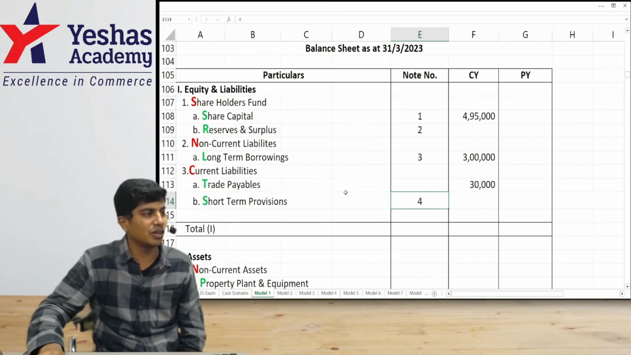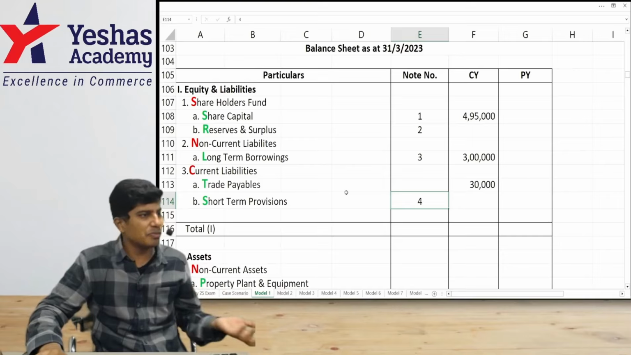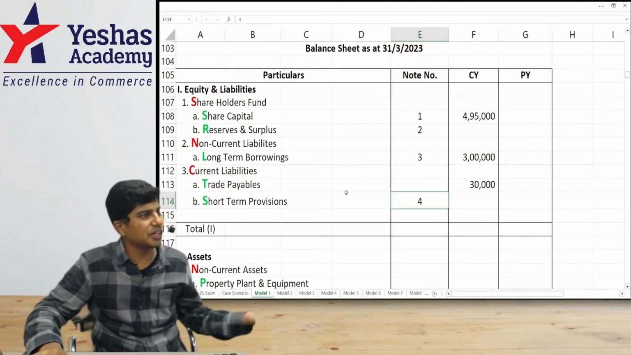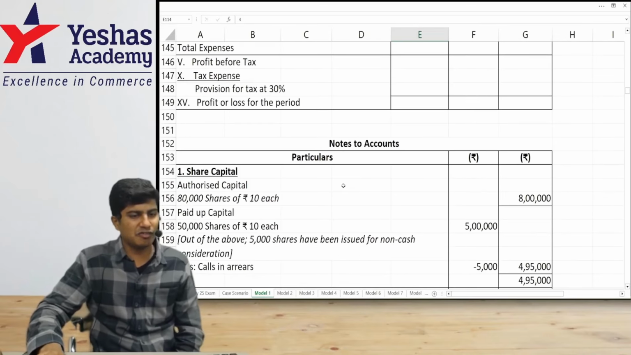This also I can't find right now. Why? To find provision for tax, I should know profit. To find profit, I should close PL. To close PL, I need to close notes to accounts of PL, which I have not yet done. Understood? Let's go. What do we have after short-term provisions?